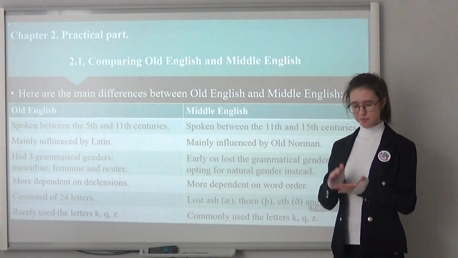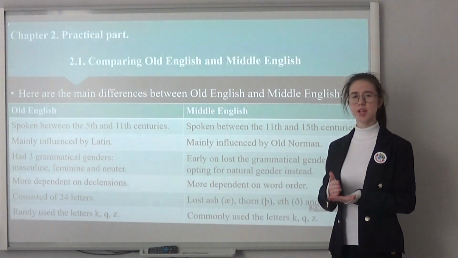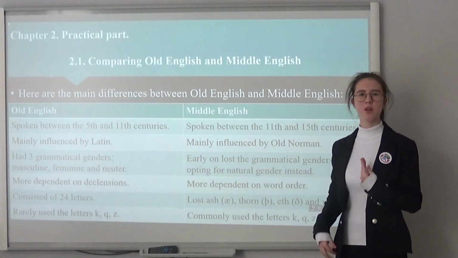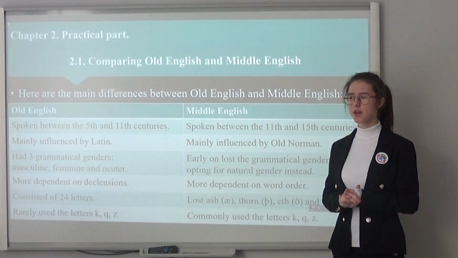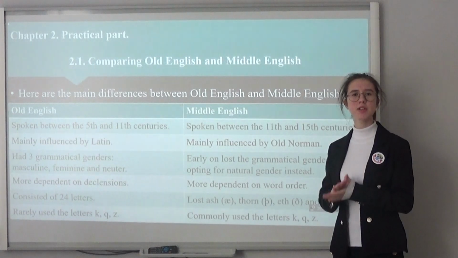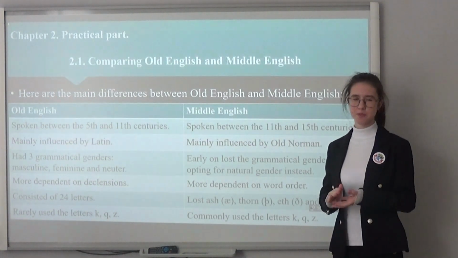Old English had the standard alphabet plus four letters. These were ash, thorn, eth, and wynn. However, during Middle English, these four letters were dropped.